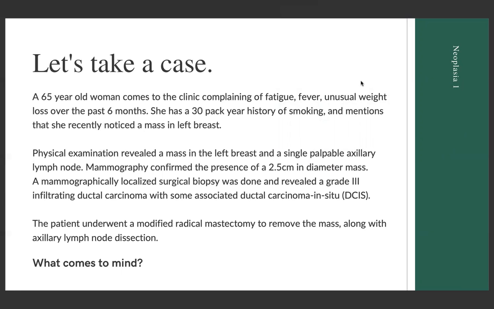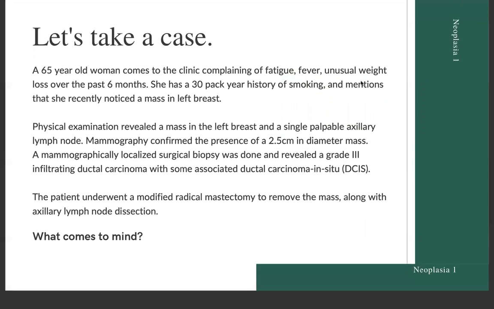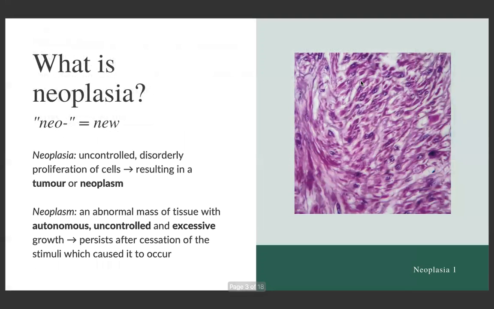So today we're going to be talking about cancer or neoplasia. In order to understand this case better, we're going to take it step by step. To do that, let's first define neoplasia. What is neoplasia? The prefix neo means new. And so neoplasia would be defined as uncontrolled, disorderly proliferation of cells. This growth would result in a tumor or a neoplasm.